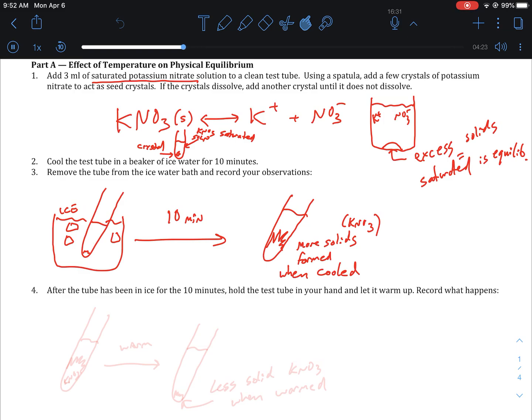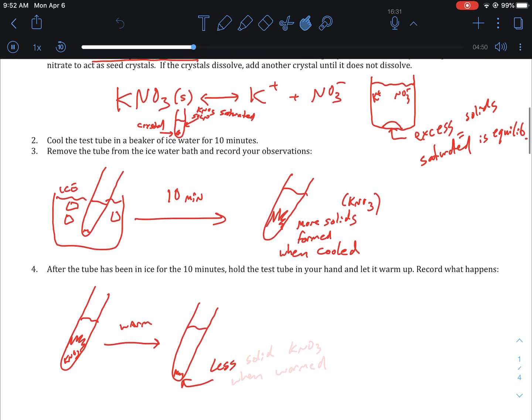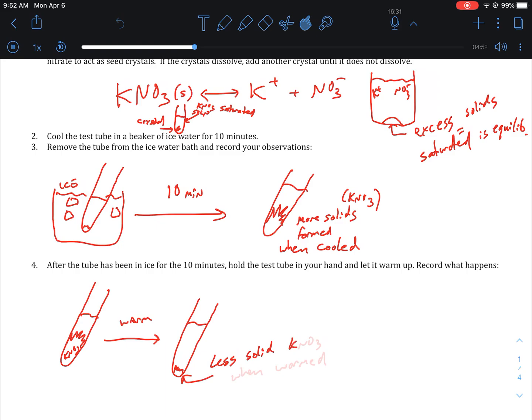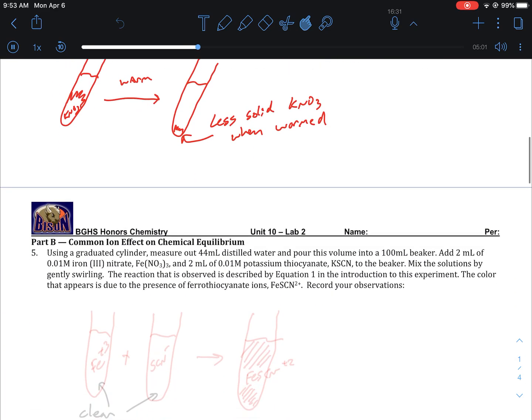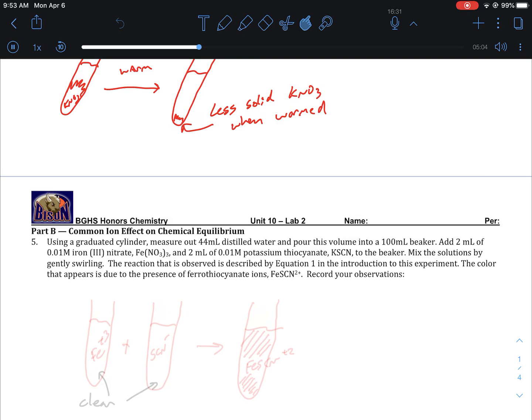Okay, in step 4, we took that same test tube that had been cooled for so long and had a lot of KNO3 in it, and we warmed it up. And the way we warmed it was simply holding it in the palm of your hand for a few minutes. And the result of that was that the solid crystal had shrunk down to its original size. So there was less solid KNO3 when warmed.